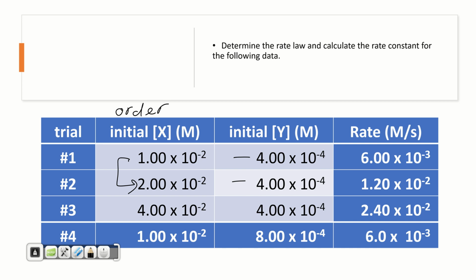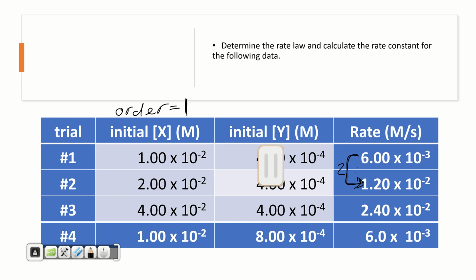Okay? So I basically am multiplying this by 2. I double my concentration. If I do these two numbers, 1.2 times 10 to the negative second, divided by 6 times 10 to the negative third, guess what? That's 2. This is double. So what does that mean about the order? Because it's 1 to 1, maybe that's the way to think about it. The order for chemical X is 1. For every little bit I increase, the rate increases by the same amount.